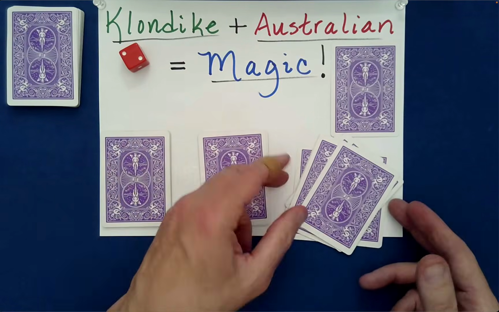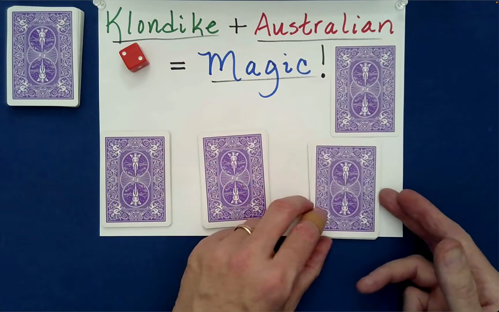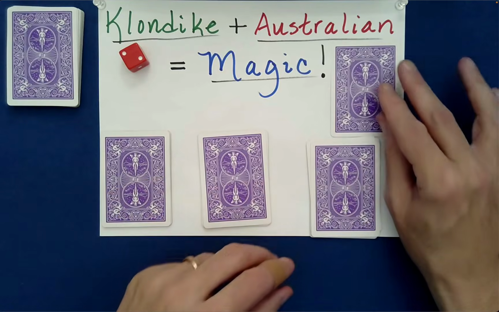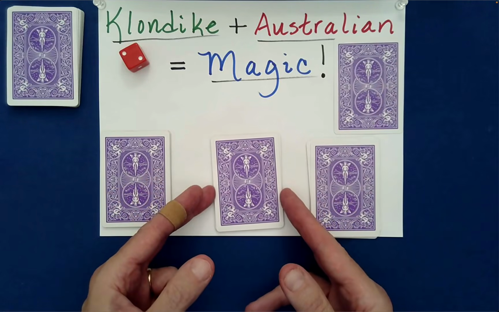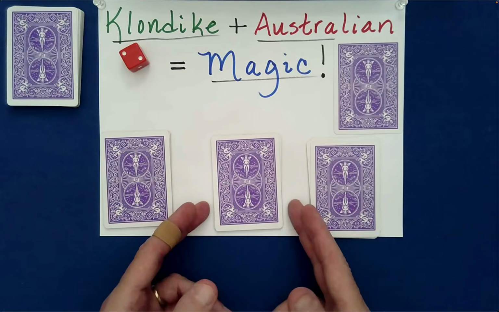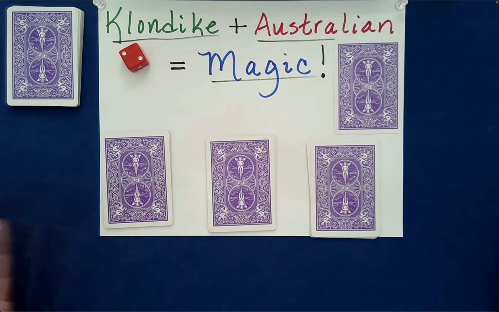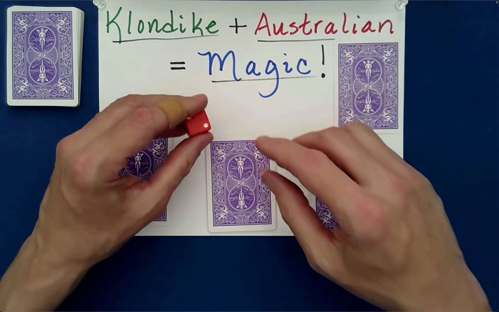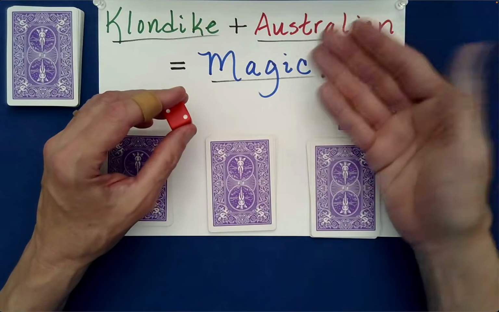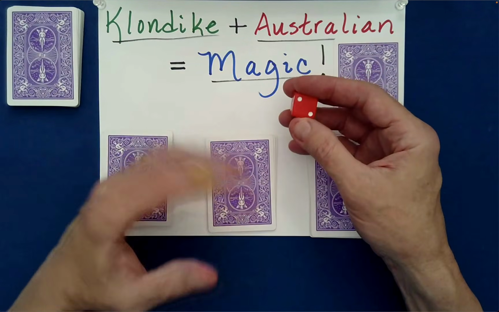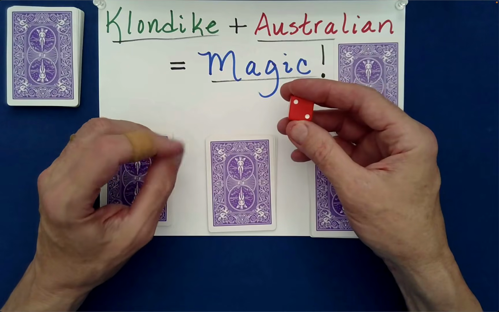As we've been doing with all of these routines under this heading of Klondike plus Australian equals magic, we're going to randomly choose a certain number of Klondike shuffles to perform on these packets. And most likely it'll be a different number for each packet. Now, in actual performance, you could just have the spectator tell me how many times to Klondike shuffle each. And you can do that when you go to perform this.